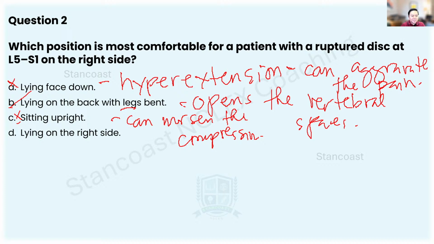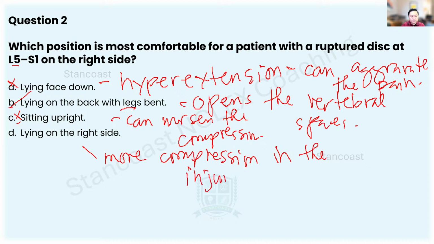Now, let's take a look into lying onto the right side, letter D. Lying onto the right side. Remember that the injury is basically onto the right side, affecting the L5-S1. So if you're going to put them into the right side, what do you think? This can exacerbate the pain all the more. It will lead to some more compression into the affected nerve root. More compression in the injured nerve root.